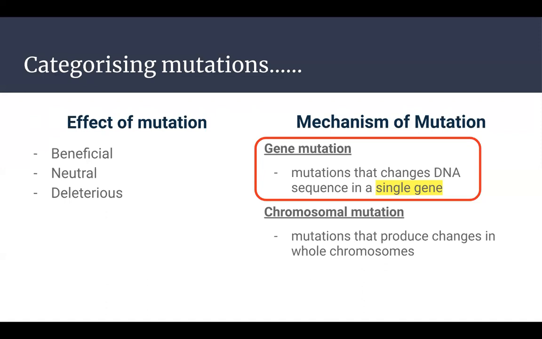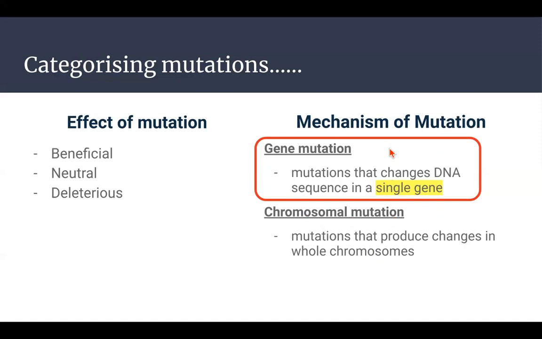If the mutation affects the entire chromosome, which is the entire strand of DNA, or multiple strands of DNA, which is multiple chromosomes, then we call it a chromosomal mutation here at the bottom.